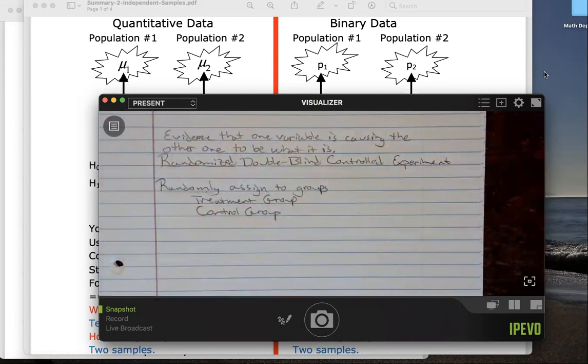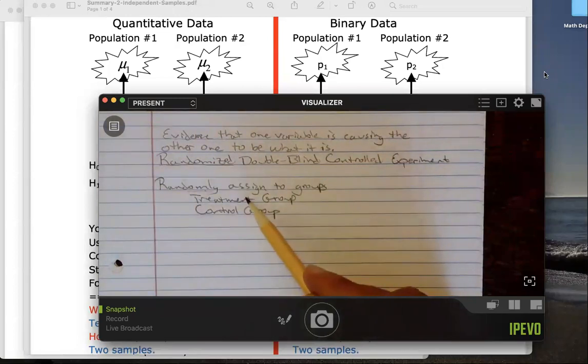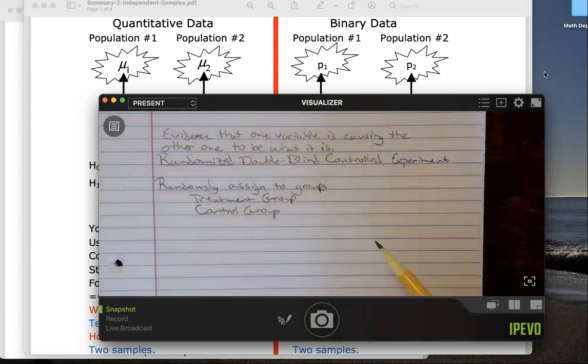It's almost too good to be true, if you think about it, of all the confounding factors that you don't have to worry about. Because the only difference between these two groups is they got the treatment and they didn't. Everything else about them just averages out because we randomly assign them to groups.